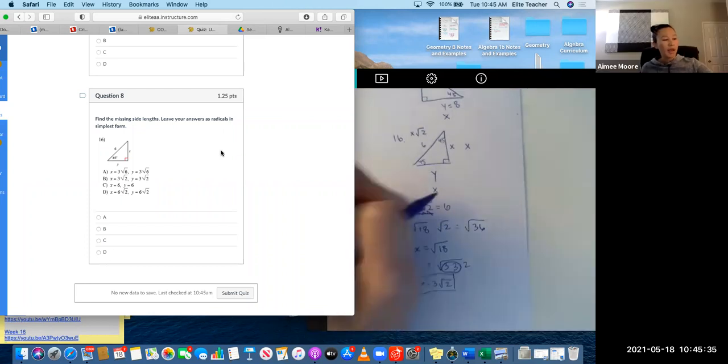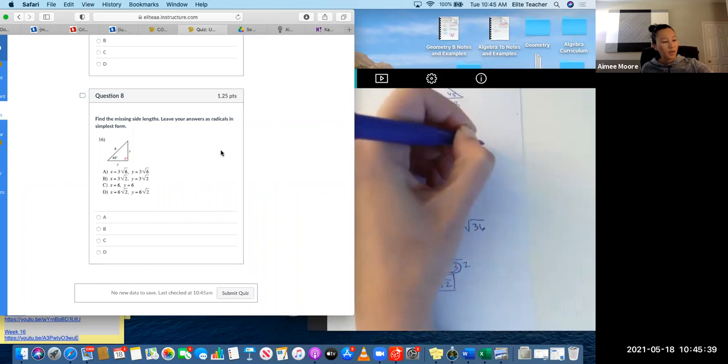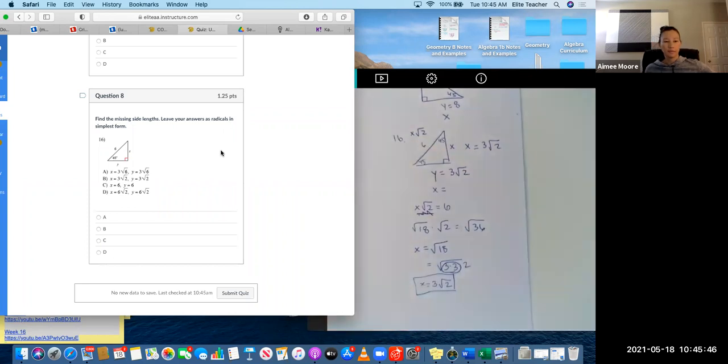Which x and y are both just x. So this one's 3 radical 2, and this one's, or y is also 3 radical 2. So that would be B. Don't worry about that one. I didn't. That was much harder.